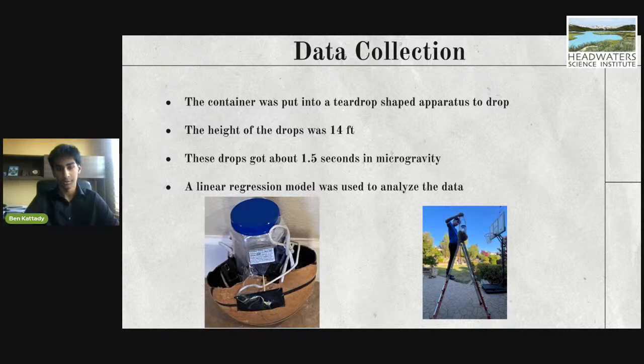You can see one of these drops, an example in the bottom right-hand corner, and an example of our apparatus that we dropped in the bottom left-hand corner. To record each drop, we also had a camera inside the apparatus to collect data. These drops got about 1.5 seconds in microgravity. And to analyze these drops and the data that we got from the camera, we used a linear regression model.